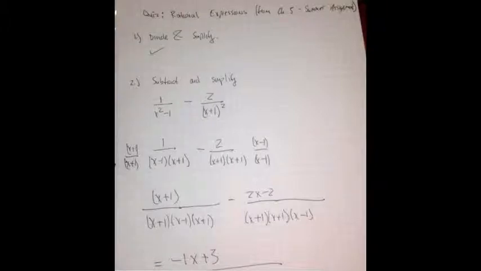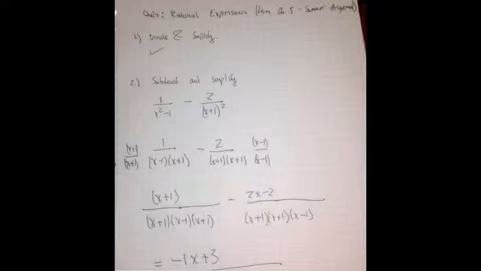Quiz, rational expressions from chapter 5, sum assignment. Okay, so number 2, we need to subtract and simplify 1 over x squared minus 1 minus 2 over x plus 1 squared. So we want to multiply both sides by the greatest common denominator. Sorry, not greatest common denominator. We want to multiply it so we can have the same denominator for both.